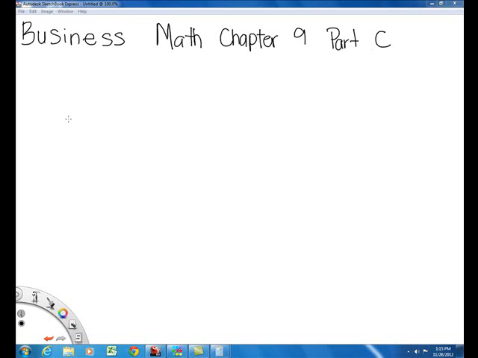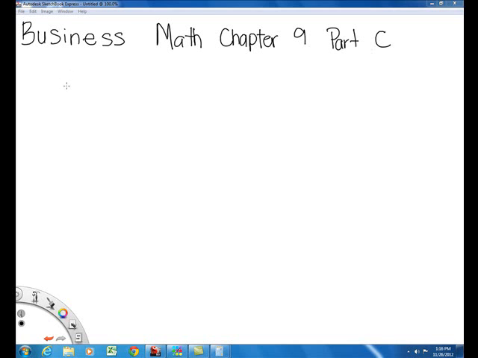I'm using the book Practical Math Applications, 3rd edition, and I'm on Chapter 9, Part C. One of the things that I wanted to go over with you before we got into Part C any further is we're going to go back and take a look at the formulas that we've used up until this point.